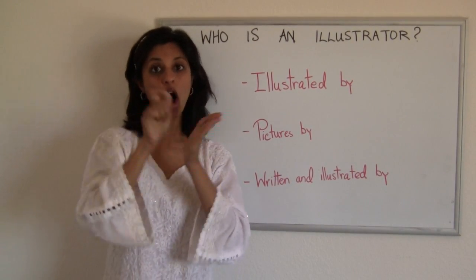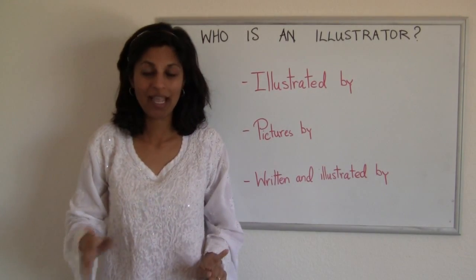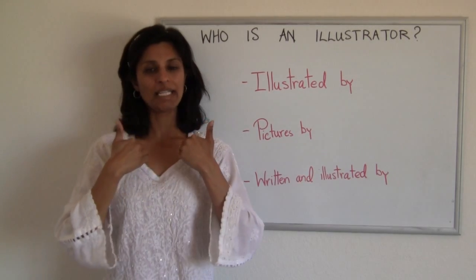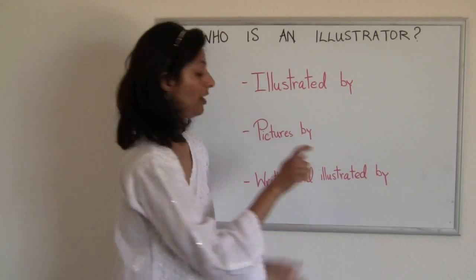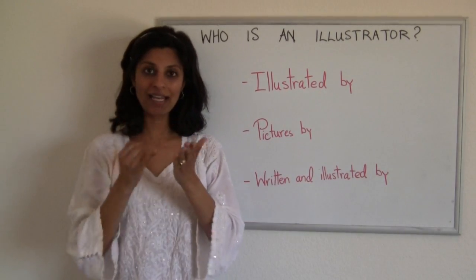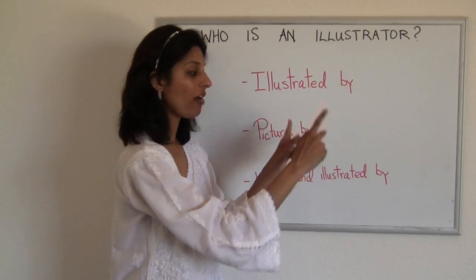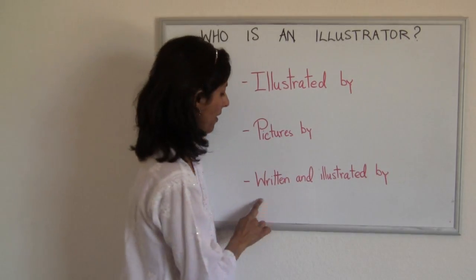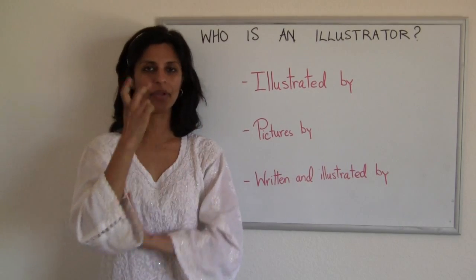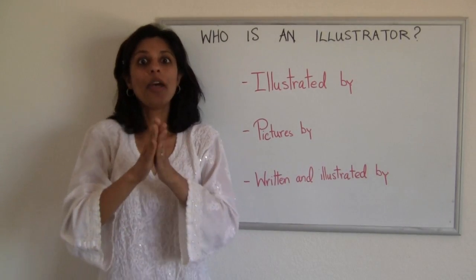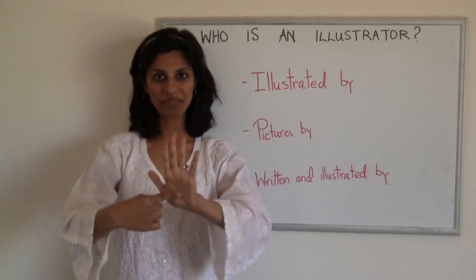Sometimes the author and the illustrator tend to be the same person, and the book might have words that look like written and illustrated by, and then the name of the person either here or here. So now we're going to look at some examples to see on books how these words appear.